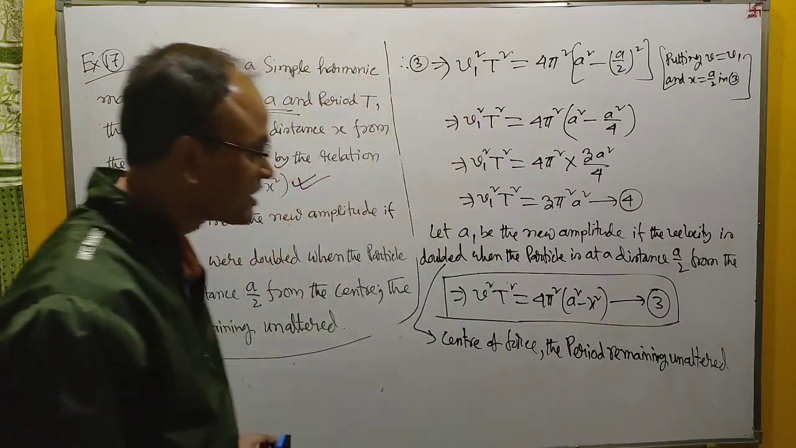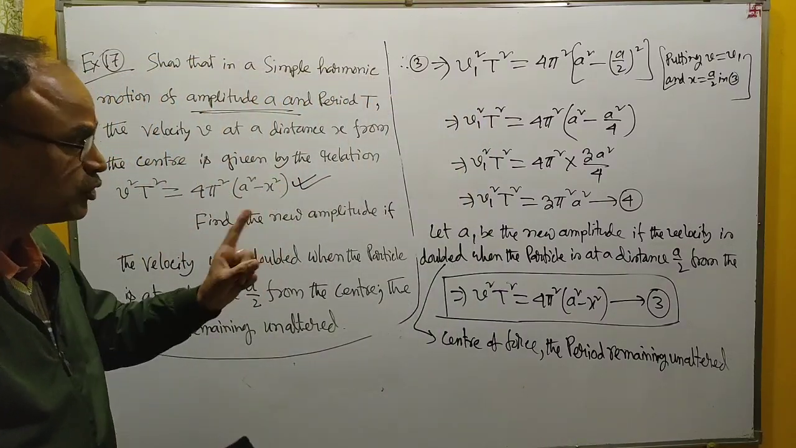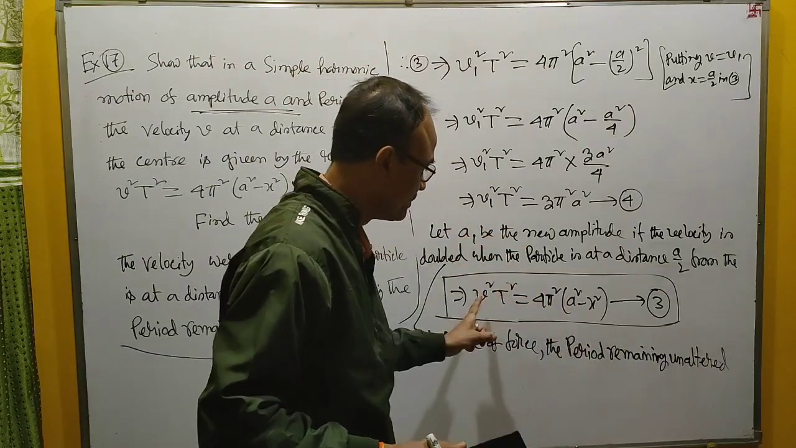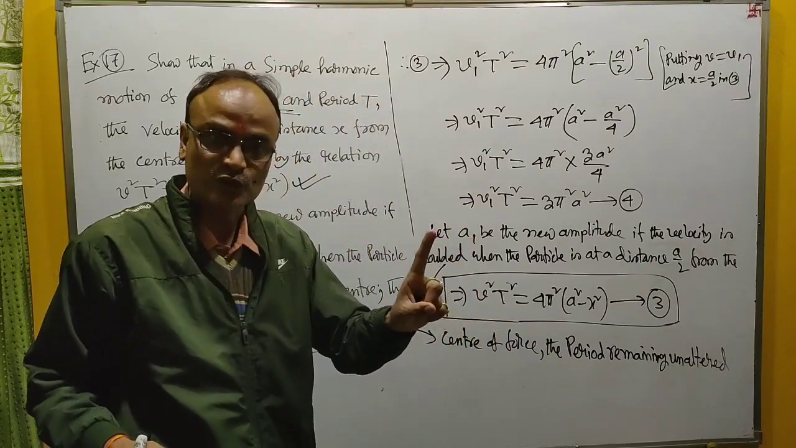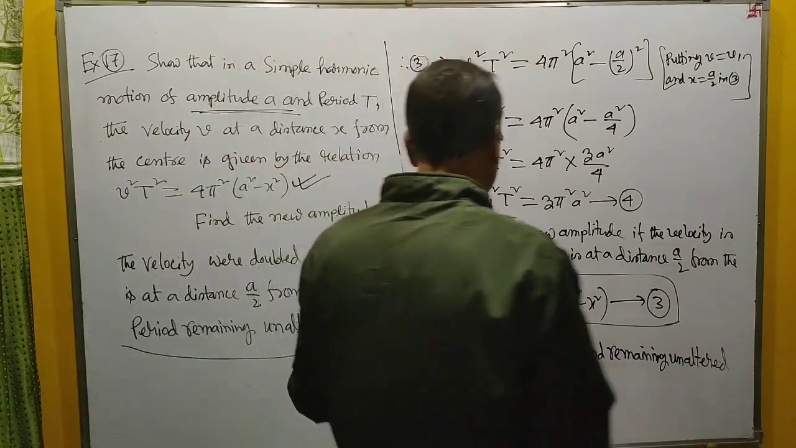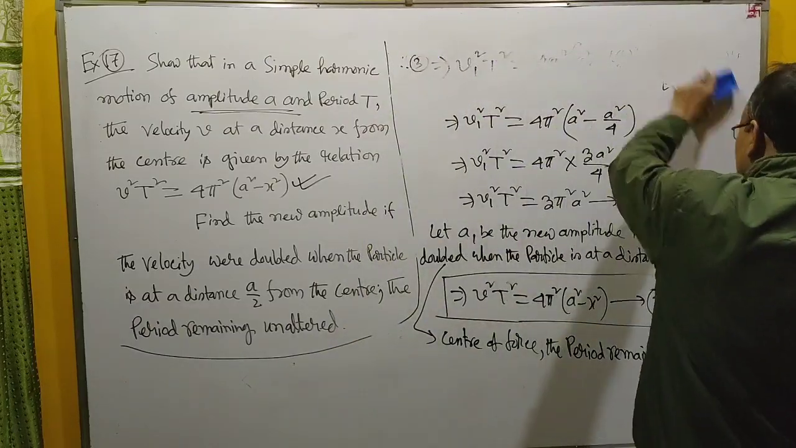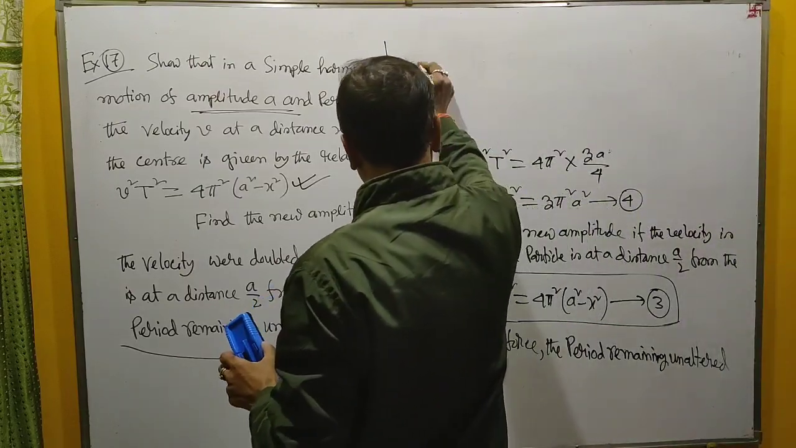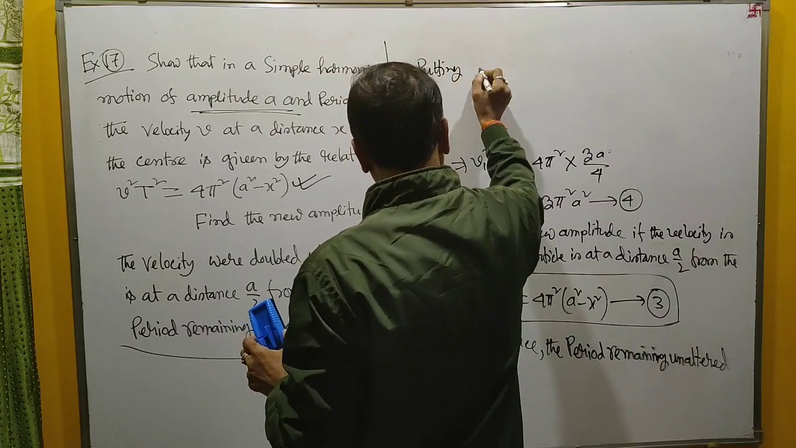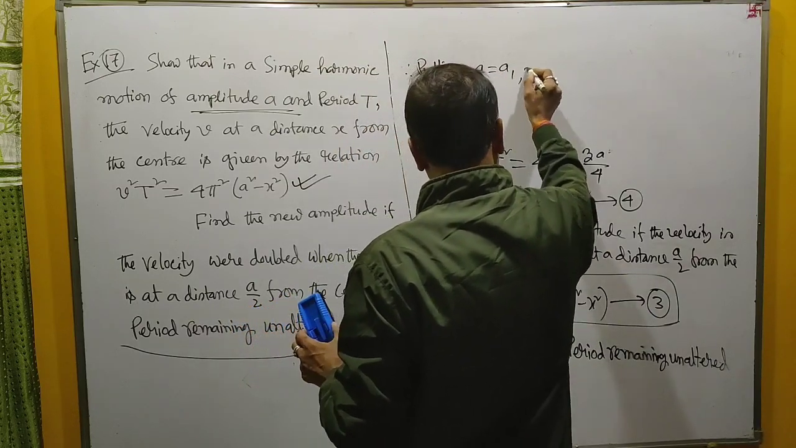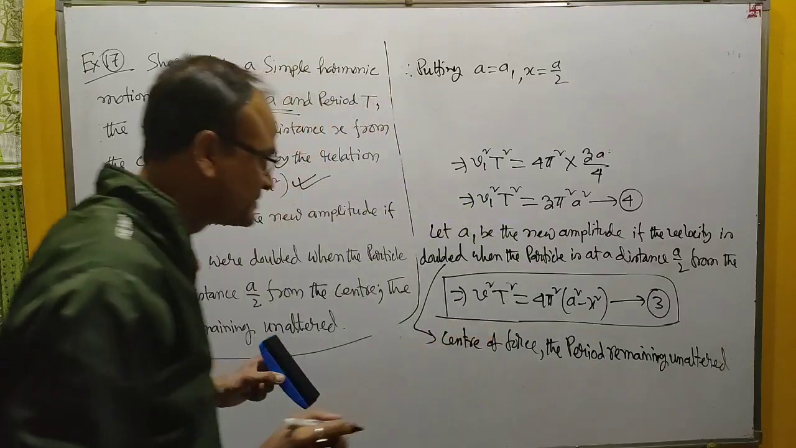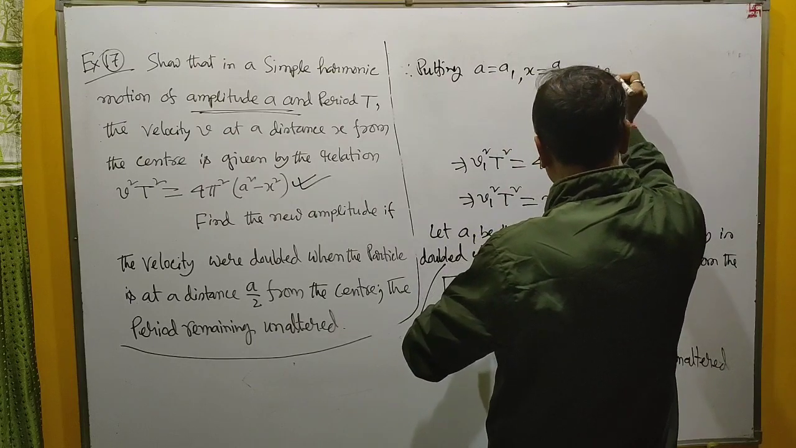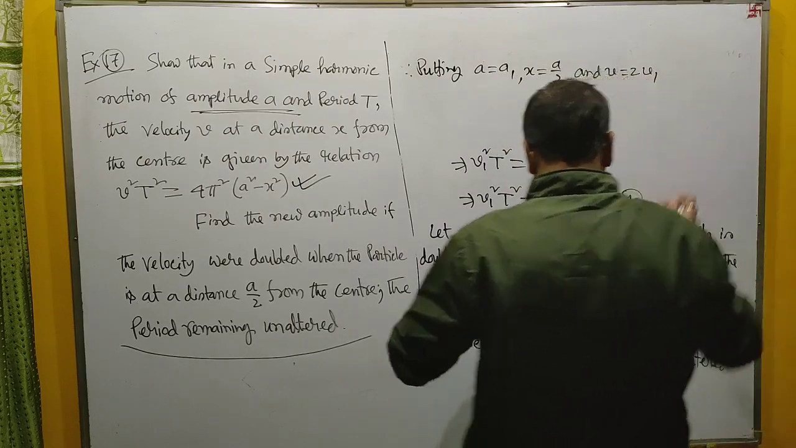The period remains unaltered. Therefore, putting A equal to A1, X equal to A by 2, T remains unchanged, and V equal to twice V1. The velocity is doubled.